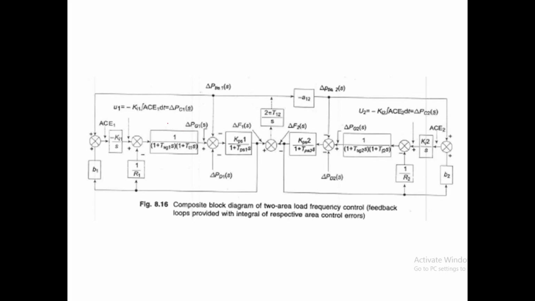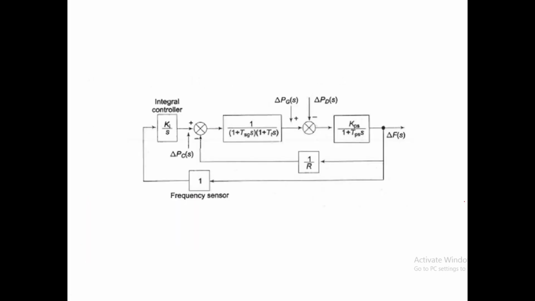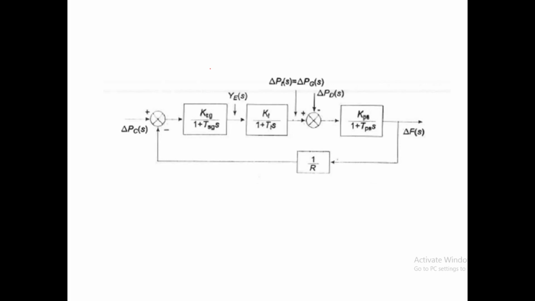You can see here two areas. This is one area and this is the second area. So actually I am starting from here. This was our first diagram, an isolated frequency controller without integral controller. You can see the speed governor system block diagram here, the turbine block diagram here, and the generator load block diagram, and how we are getting this delta PC of S, 1 by R, all these things we have studied earlier. And now you will be getting delta F of S from this, that is the change in frequency. That is our output from this first isolated area block diagram for a load frequency controller.